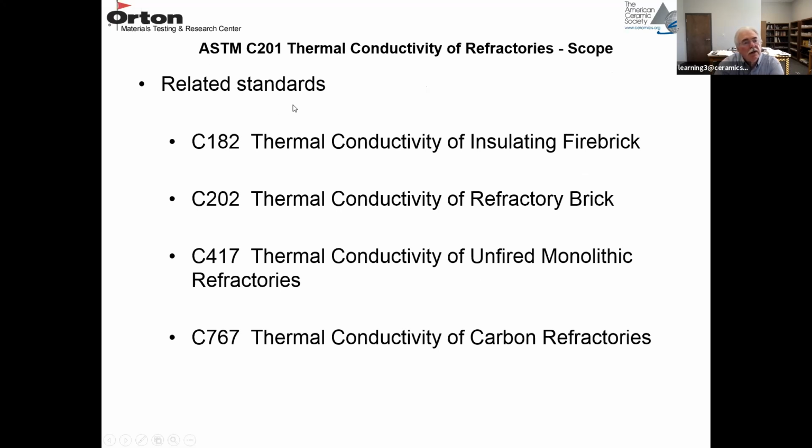So for the water calorimeter, there's multiple standards. The primary standard is ASTM C201. Then there's different versions for different kinds of materials. C182 for an insulating fire brick, C201, C202 for a refractory brick, C417 for a monolithic or castable, and C767 for a carbon refractory. They're all basically using the same equipment, but the sample setup is slightly different for each type of material.